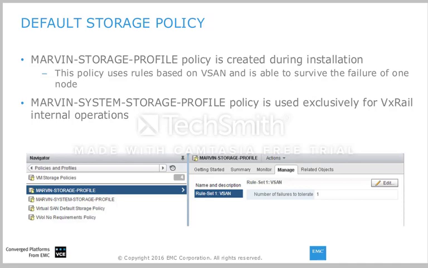The Marvin storage profile policy is created during installation. This policy uses rules based on vSAN and is able to survive the failure of one node or disk group. By default, the storage policy is applied to the vSAN data store, which is the data store created during installation. This is the name and description for the default Marvin storage policy. This is the rule set for the policy. Notice that the rule set specifies that the rule will tolerate one failure. This shows that the rule has been applied to the Marvin data store.